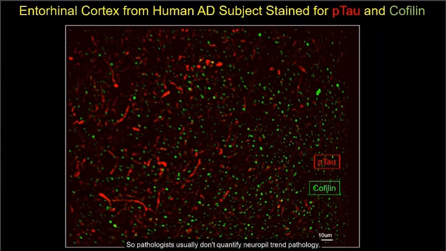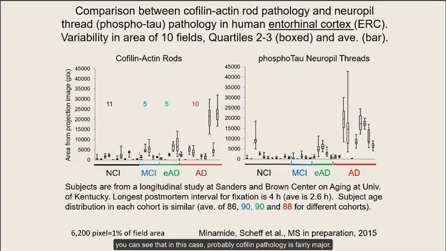But if you compare the intensities of the green that you see in this AD patient with the intensities of the phospho-tau, you can see that in this case, cofilin pathology is probably fairly major. And if you look at a certain region of the brain, and these are all done in the parietal cortex by Lori, she showed that if you look at non-cognitively impaired individuals, mild cognitively impaired, early AD, and AD patients, there is a progression. These are each individual subjects, and these are 10 fields of each quantified for rod pathology.